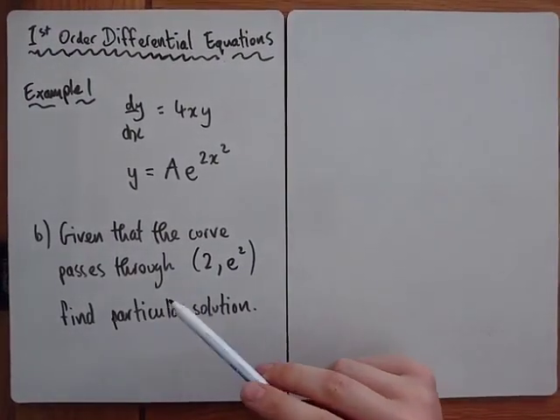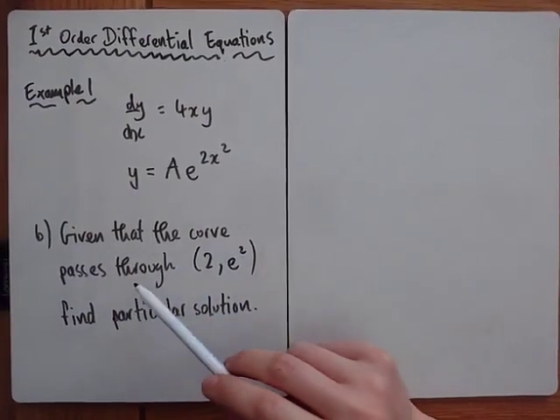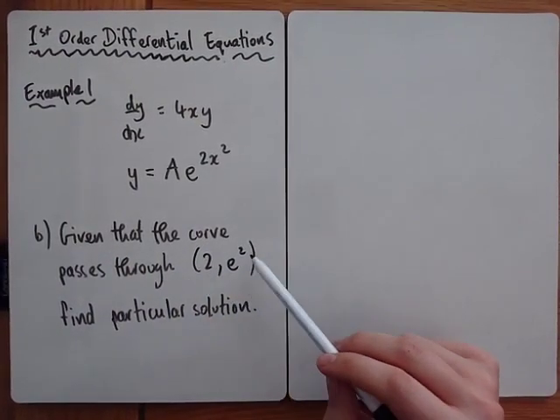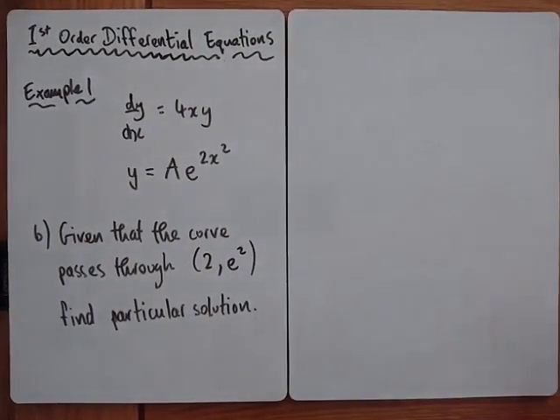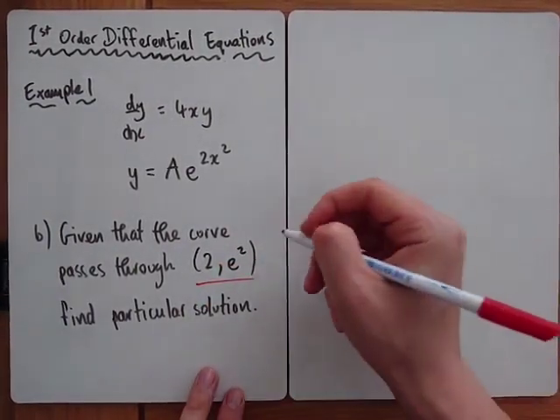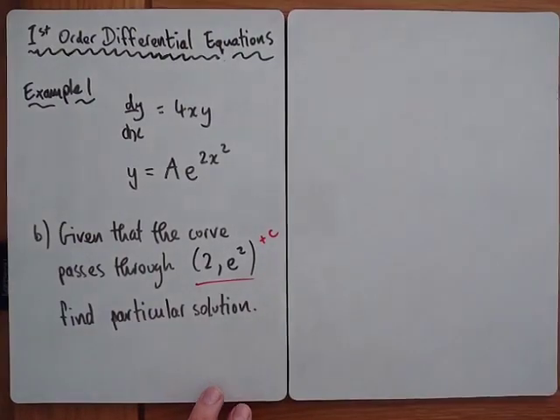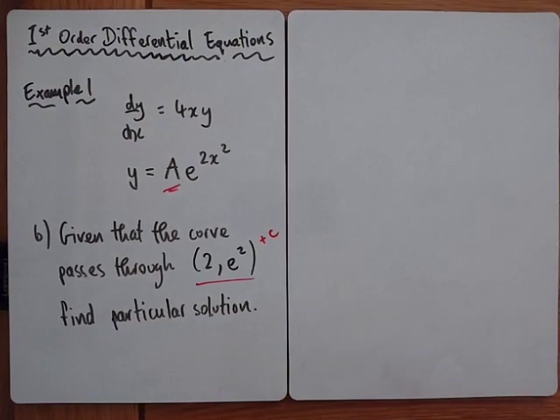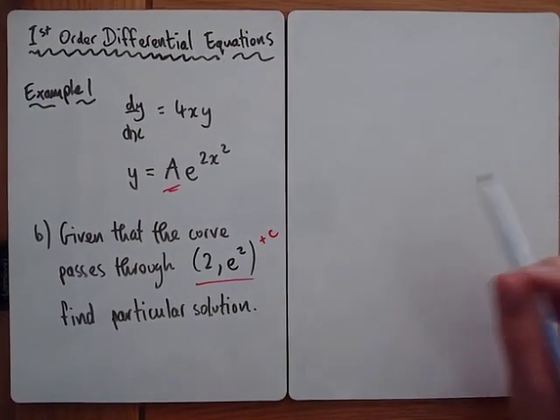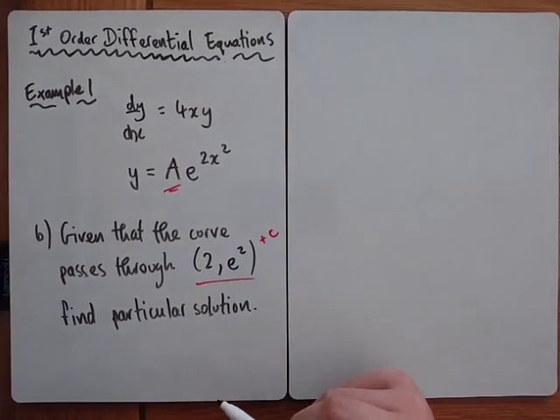Okay, so the second part of the question says, given that the curve passes through the point 2, e squared. Now, when you get a question like this in the exam, you should just realise that that information there we're going to use to find our constants. Okay, now in this case our constant, because we've rearranged it, is just a. You don't have to do that rearranging, you could have just subbed it in straight away, but because the question's split up, we will sub in to find our constant in this form.